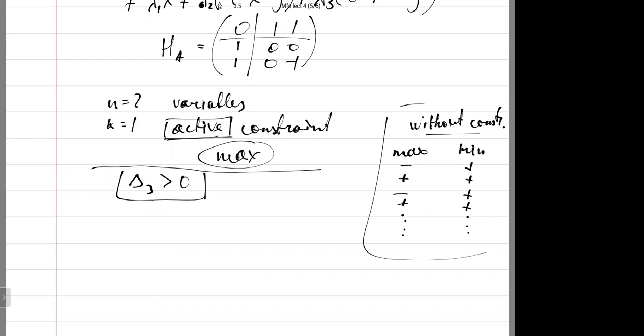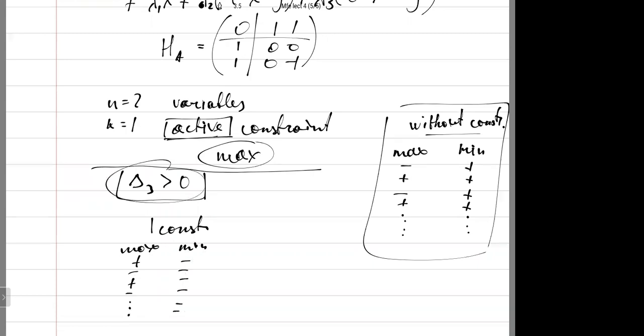So I remember conditions without constraints. So I have one constraint. I flip all the signs, and with one constraint, for maximum I have plus, minus, and so on. For minima, I have minus, minus, minus, minus, and I check only one minor. I look at the first line, so it should be plus.